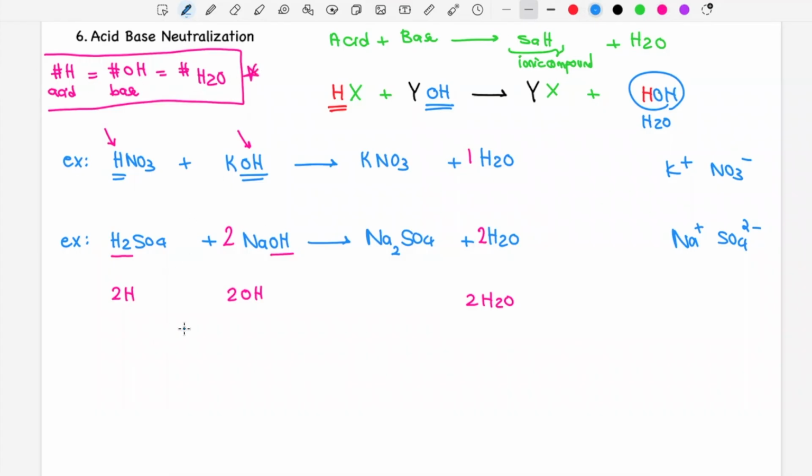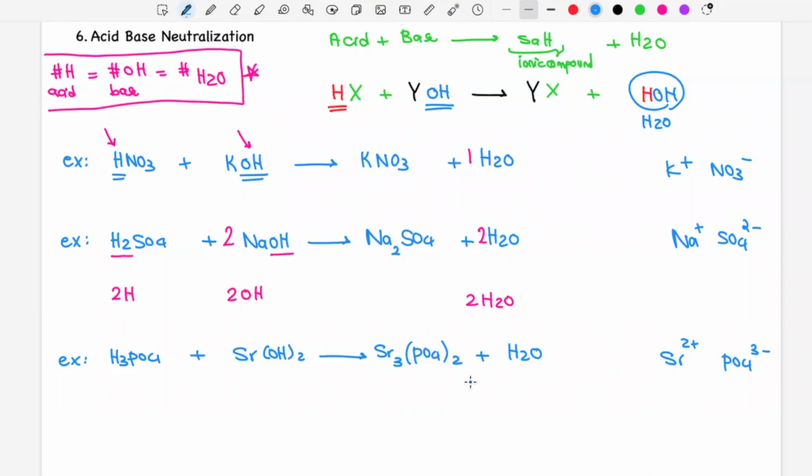Let's take a look at another one. Let's say we have H3PO4, and we are adding it to Sr(OH)2. So together, we have to write the water because it's acid-base neutralization, and the salt or ionic compound, which is between Sr and PO4. Again, we look at their charges because it's an ionic compound. So together it becomes Sr3(PO4)2 plus water.